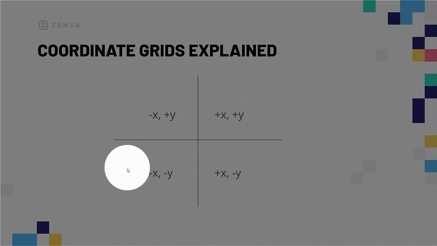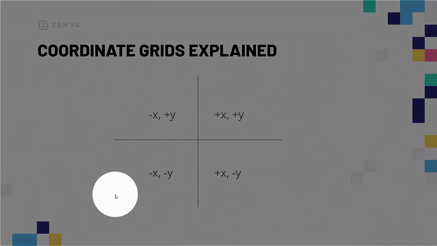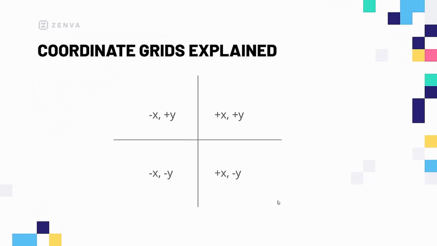So any point in this 2D space can be expressed with an x and a y number. In this coordinate, we have positive x, positive y. X would be negative and y would be positive over here. X would be negative and so would y over here. And x would be positive and y would be negative over here.